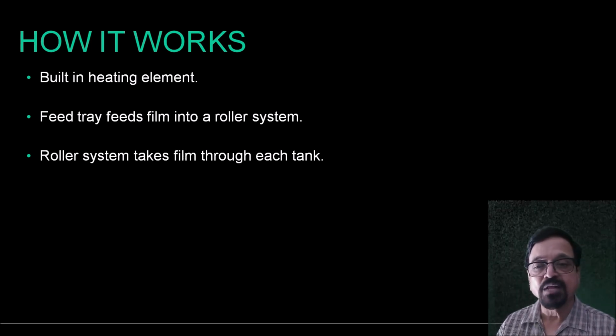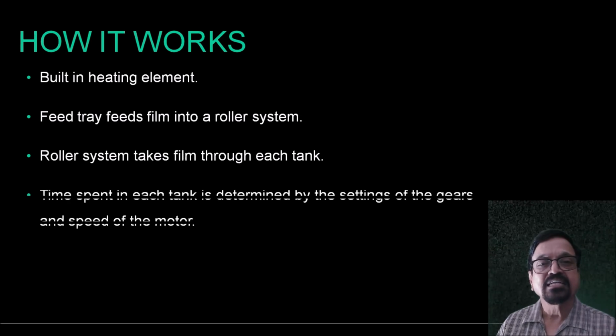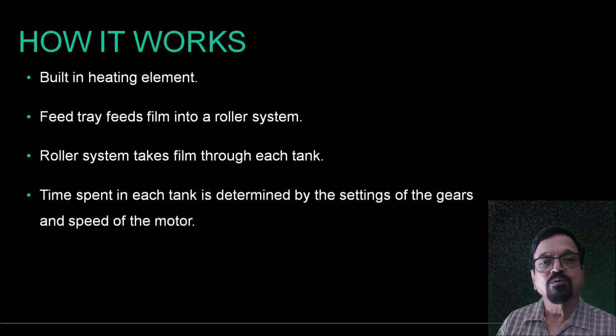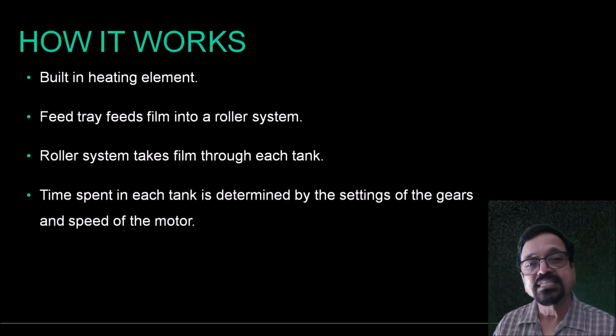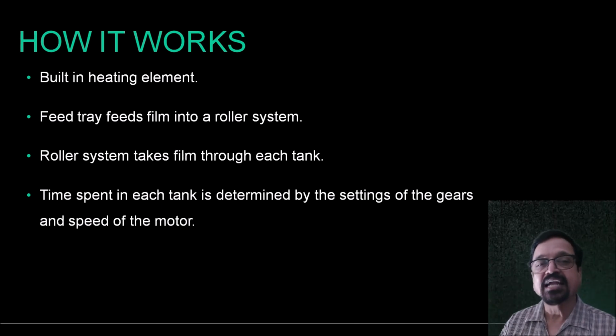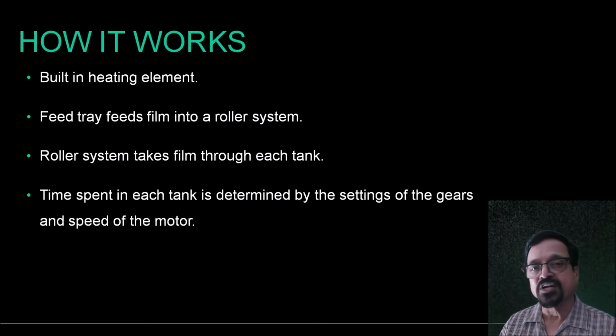The roller system takes film to each tank in a very specific time which is consistent. The time spent in each tank is determined by the settings of the gear and speed of the motors. Now both things can be monitored manually or automatically. So you can set the timer in such a way that you know how long a film will remain in developer, how long a film will remain in fixer, and how long will be the total developing time from putting film in to the out. This can be monitored, and this is usually governed with the help of temperature.